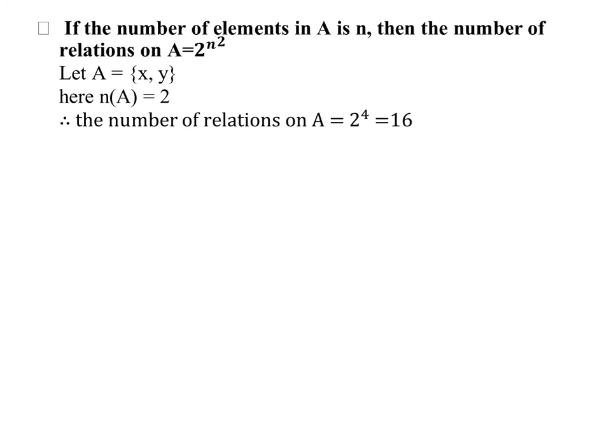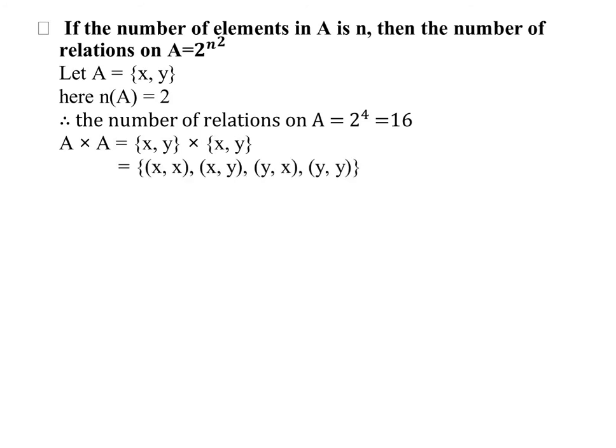So 2 raised to 4 is equal to 16. A cross A is equal to xy cross xy, so A cross A is equal to the ordered pairs xx, xy, yx and yy. So there are a total of 16 relations. R1 is equal to phi, and phi is a subset of A cross A.